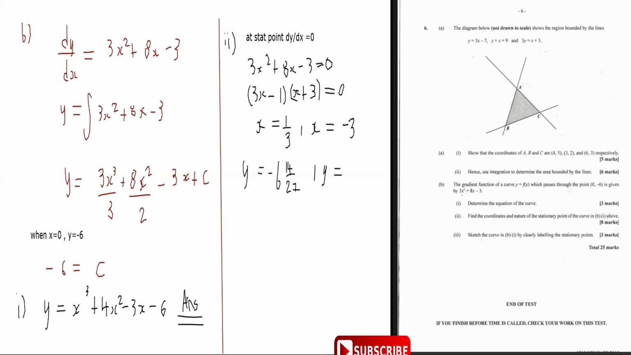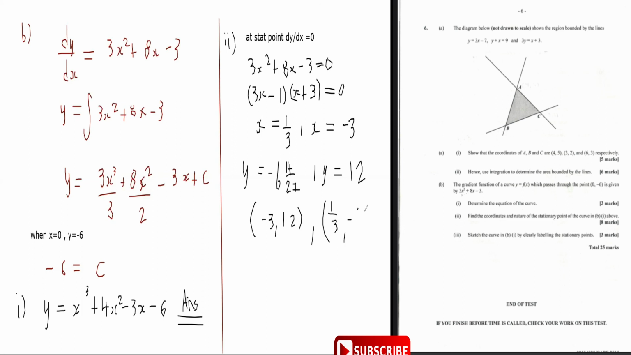This is 12. So the two stationary points are, that looks like 1 over 3. I like to write them in order, with the negative coordinate first. So I'm going to write (-3, 12), and (1/3, -6 14/27).